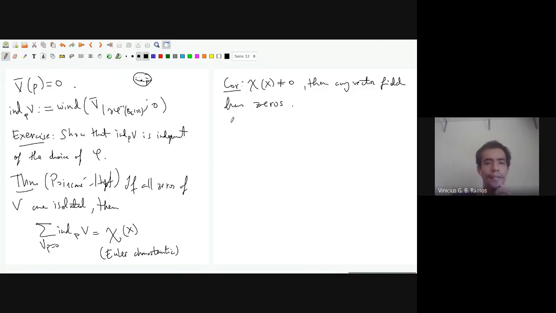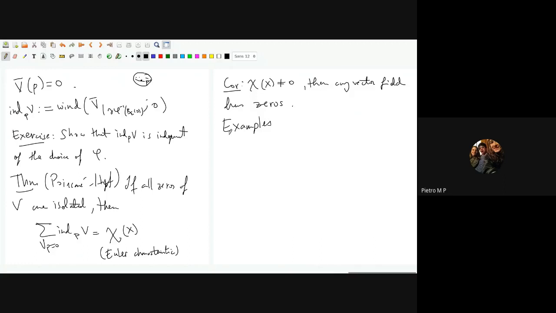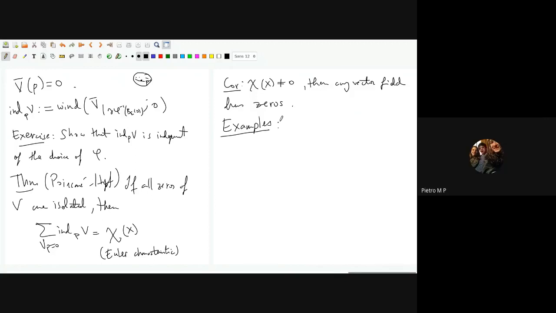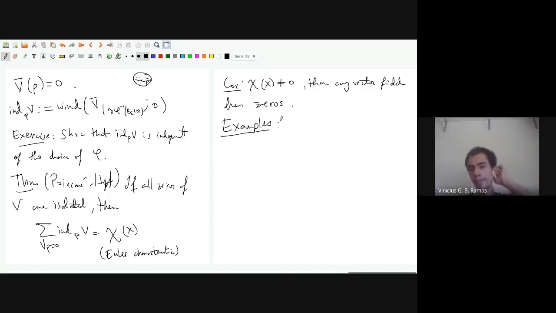Okay, so let's look at some examples. The assumption on V is not that V has zeros and all the zeros are isolated. The assumption is if V has any zero, then the zeros are isolated. So this condition is trivially satisfied if V has no zeros. Okay, let's look at some examples.